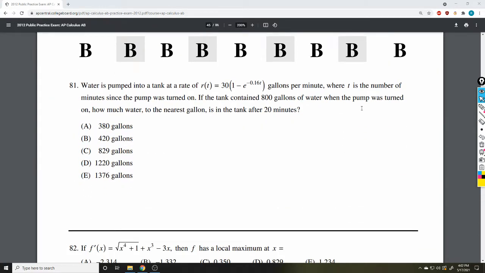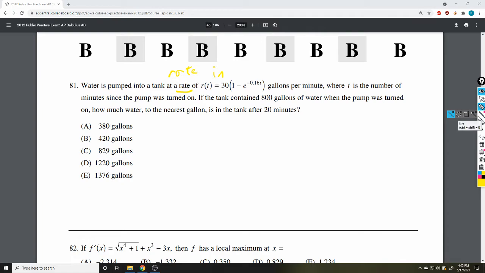Next. Water's being pumped into a tank at a rate. So this is my rate in, where T is the number of minutes. If the tank contained 800 gallons when the pump was turned on, how much is in the tank after 20 minutes?